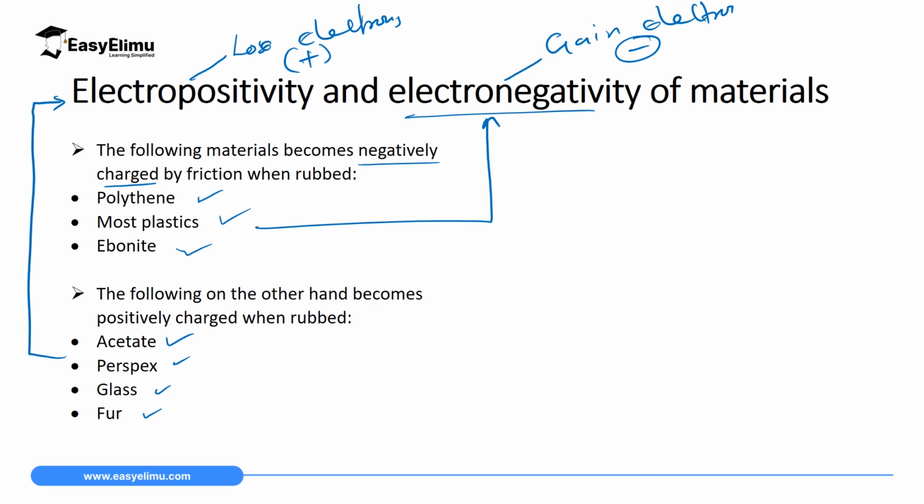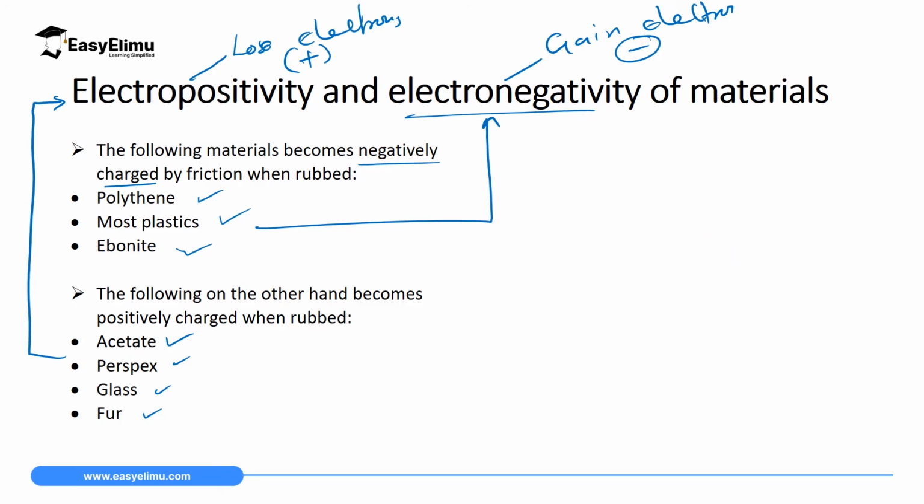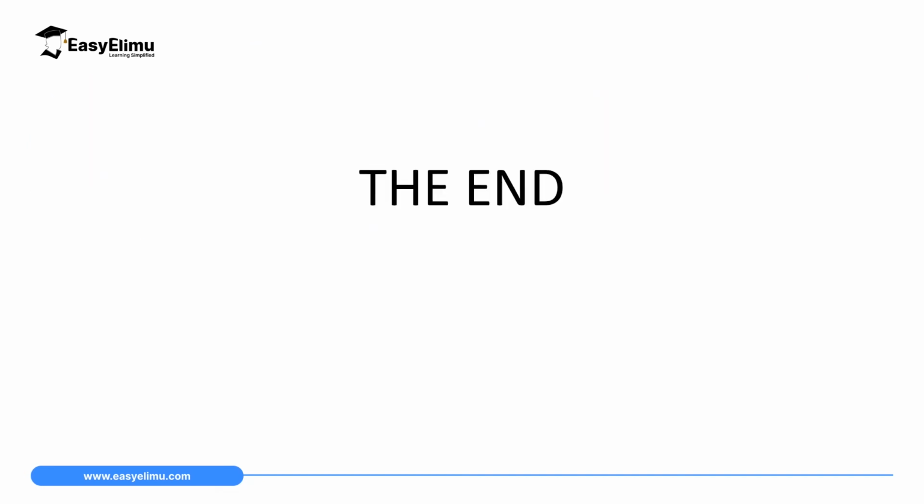What you should note here is that whenever you have two materials, and if you bring them together, one of them must lose electrons easily, and the other one must gain electrons easily. So if you have any two materials, you should be very sure that one must become positively charged and the other one must become negatively charged. The one which becomes positively charged, it means it lost electrons. The one which becomes negatively charged, it means it gained electrons. So that marks the end of our lesson today. In the next lesson, we will look at charging materials, either positively or negatively.